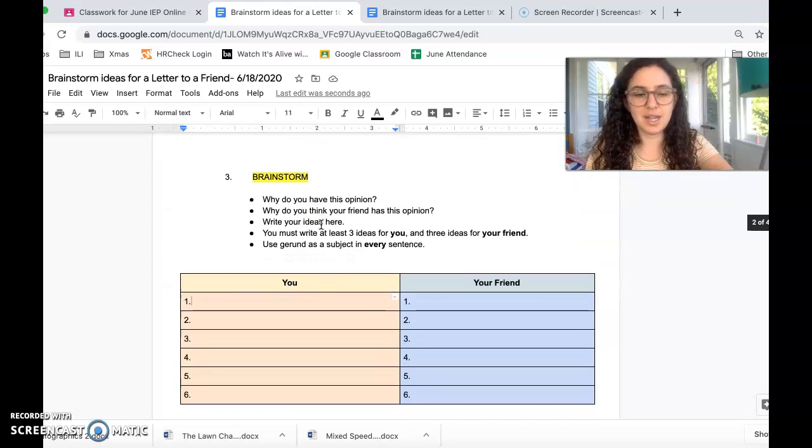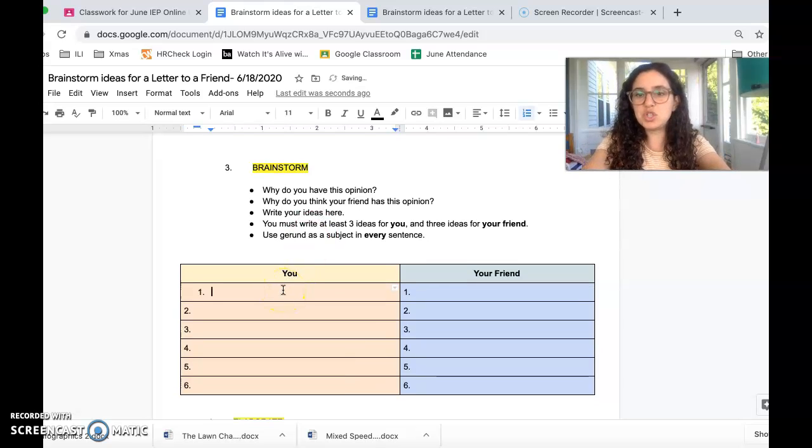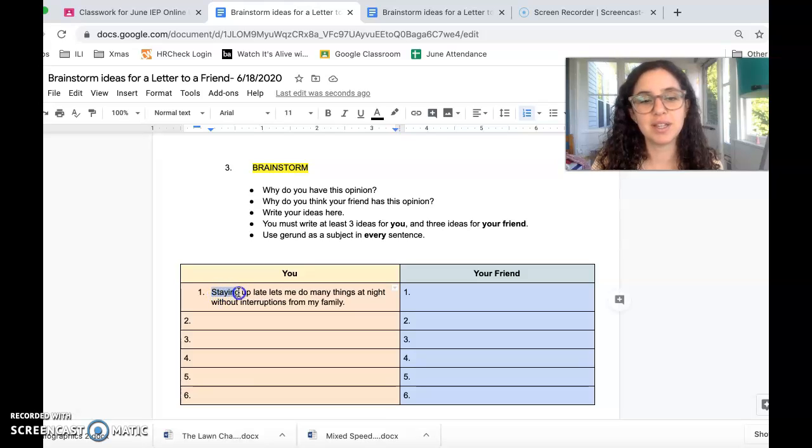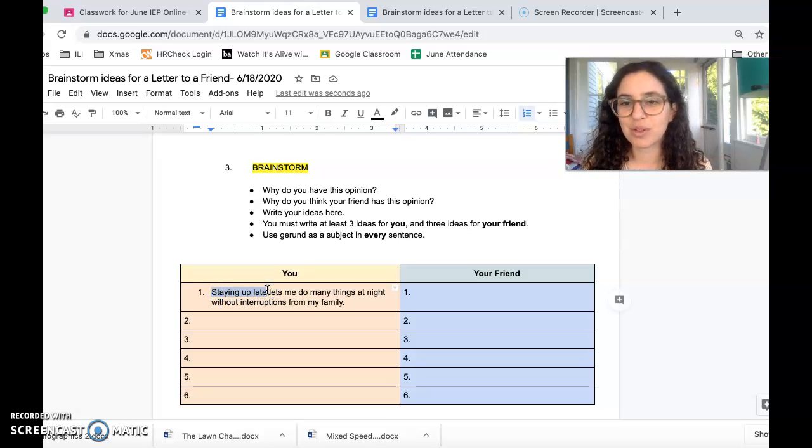Okay, so I am a night owl. So I'm going to use gerund as a subject to tell my friend why being a night owl is a good thing. Okay, so staying up late lets me do many things at night without interruptions from my family. Okay, you know this is gerund as a subject because you see the word staying. It's a gerund phrase because there are more than one word. It's not just staying. Okay, great.